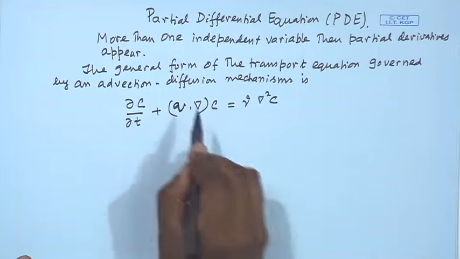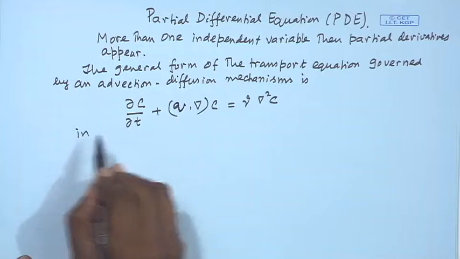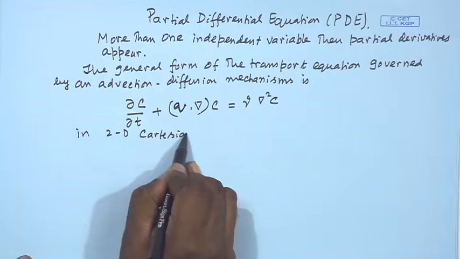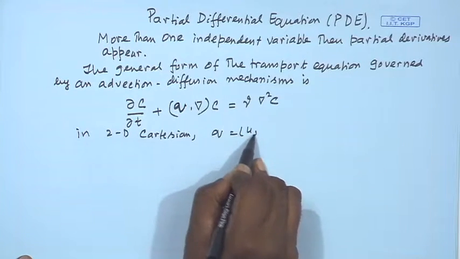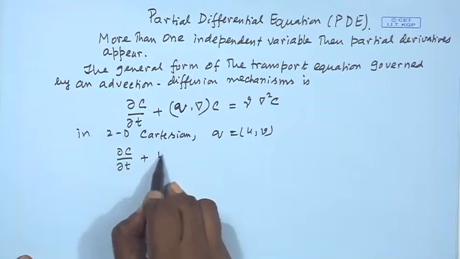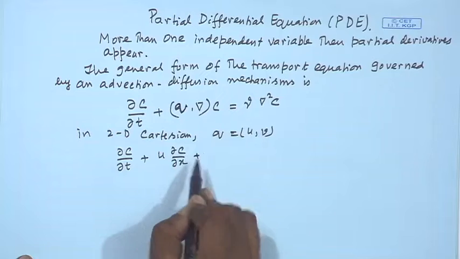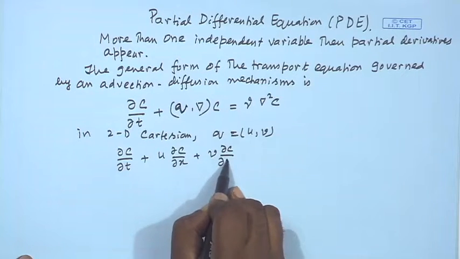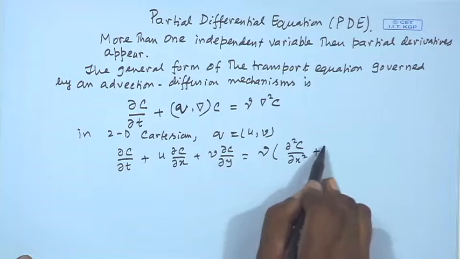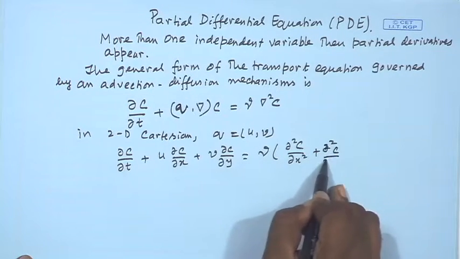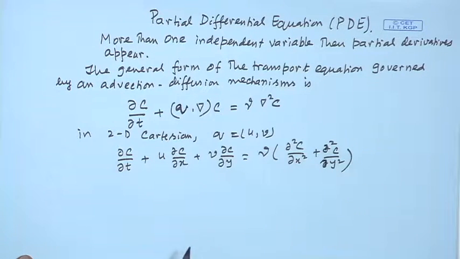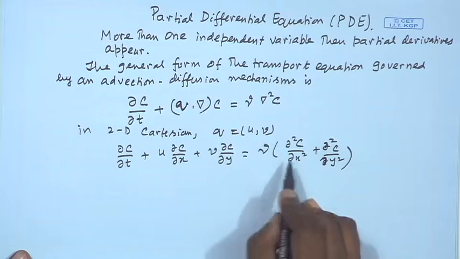So in 2 dimensions, 2D Cartesian, so Q equal to (U, V), we get del C del t plus U del C del x plus V del C del y equal to nu times (del squared C del x squared plus del squared C del y squared). So we have come across this kind of equation in modeling many transport phenomena in the previous lectures.